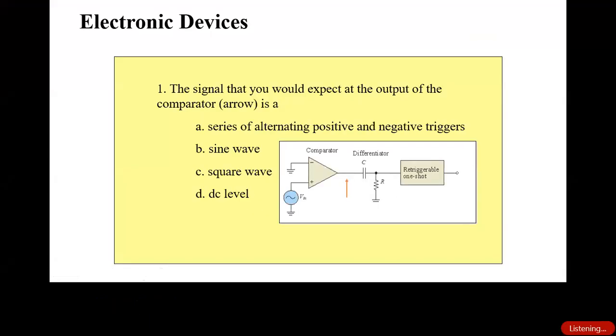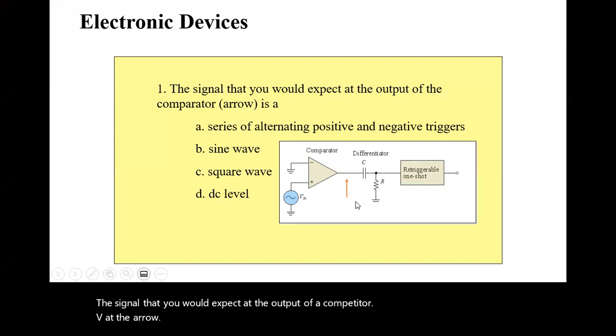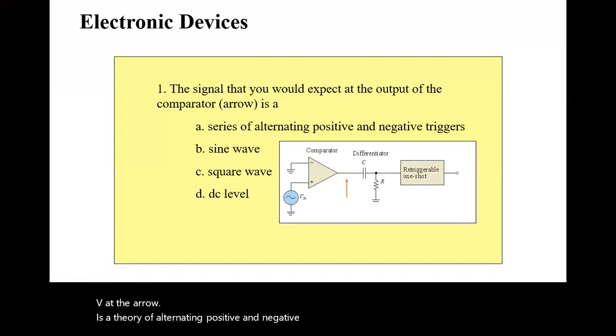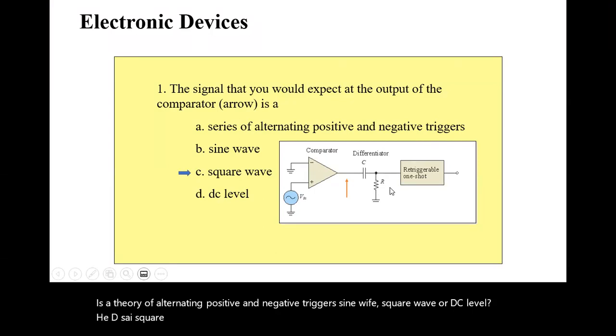The signal that you would expect at the output of a comparator, there at the arrow, is a series of alternating positive and negative triggers, sine wave, square wave, or DC level. It is a square wave due to this RC network here on the output part.